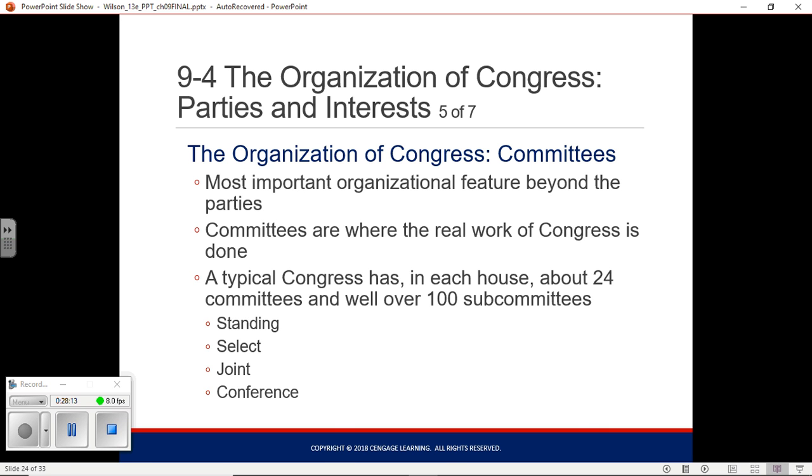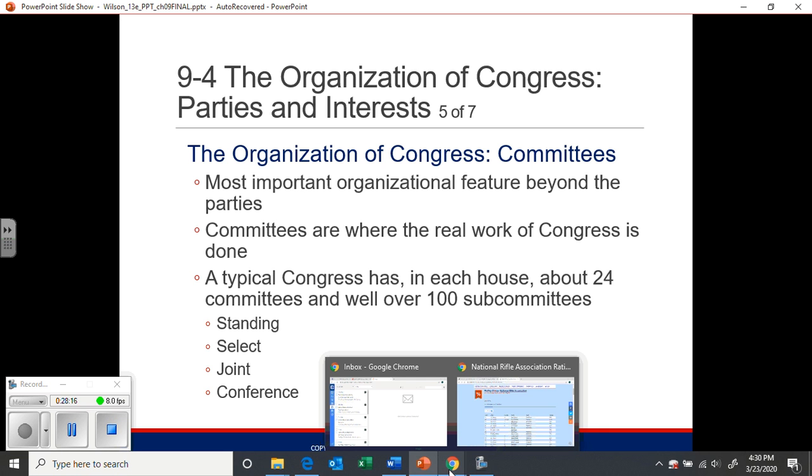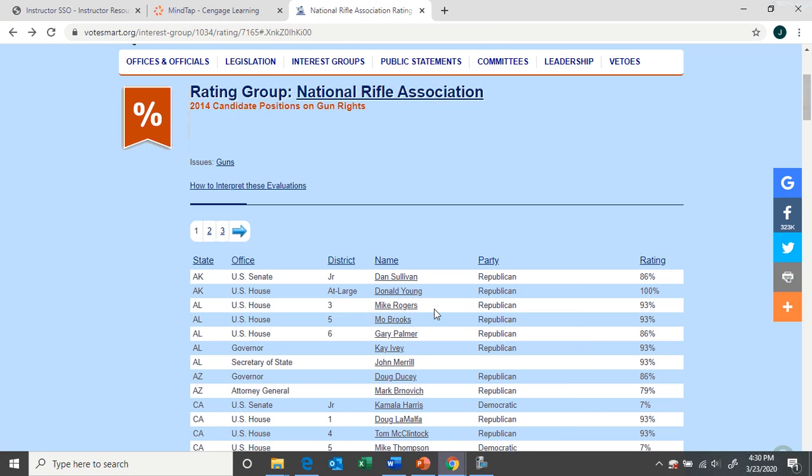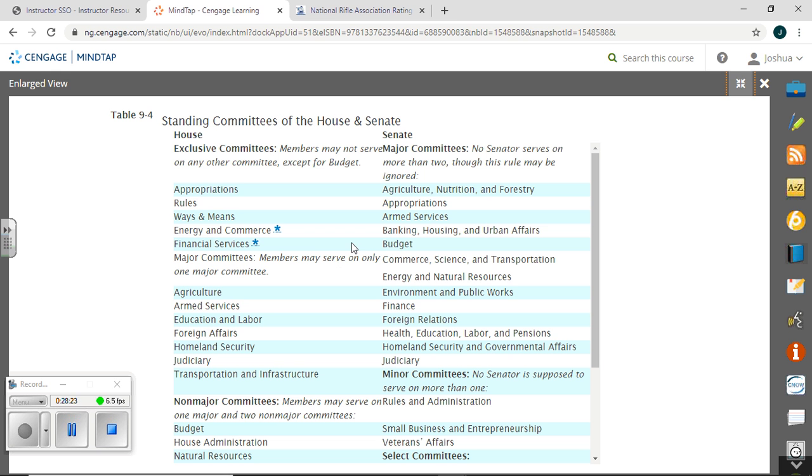I'll go ahead and jump over. There was a chart in your book. Okay. Here you go. Now, for most congressmen, they're busy with committees. There's a lot of committees.